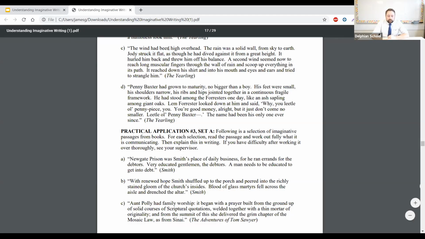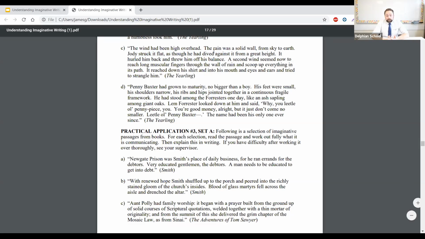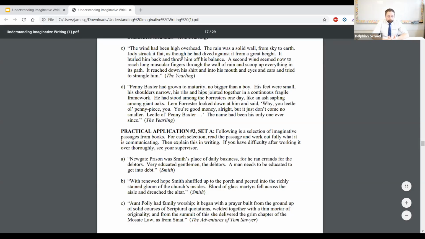All right. So that's the first part. We have a great metaphor there. Oh, in this part, as though he had dived, that's a simile. So this writer's using a lot of different types. They have a metaphor, and then they have a simile.